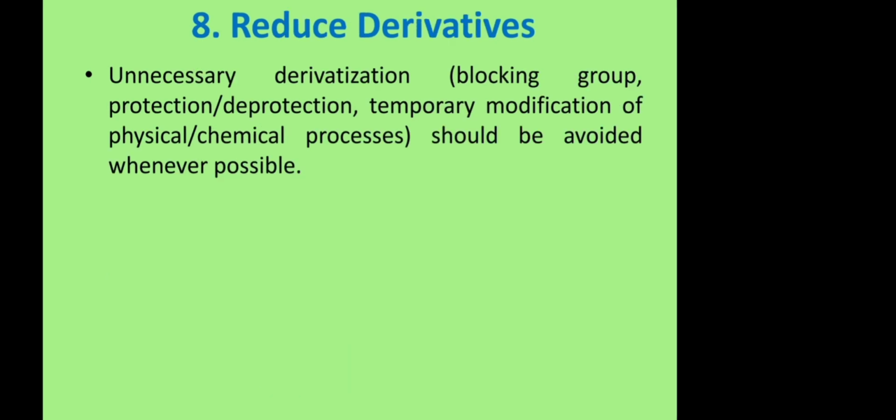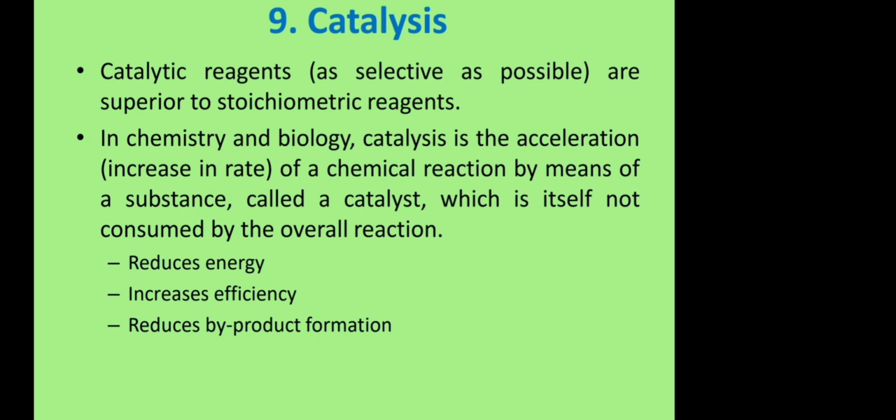Fifth one, reducing derivatives. Unnecessary derivatization should be avoided whenever possible, like blocking groups, protection and deprotection, temporary modification of physical and chemical processes. Later, ninth one, catalytic reagents. Catalytic reagents are superior to stoichiometric reagents. In chemistry and biology, catalysts play a key role in completing the reaction without any byproducts. Catalysis is the acceleration of a chemical reaction by means of a substance called a catalyst, which itself is not consumed over the reaction. It reduces byproduct formation.